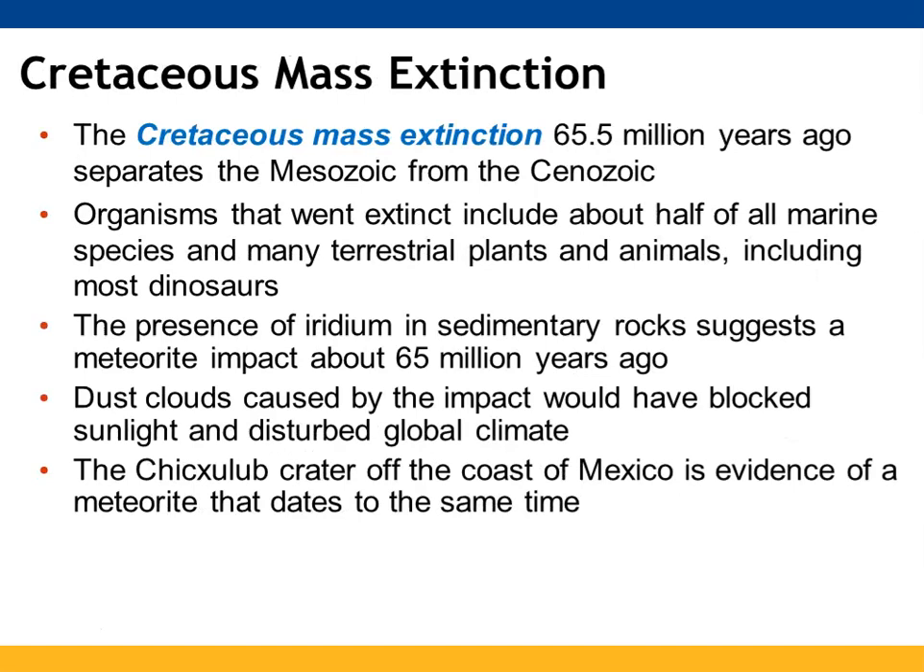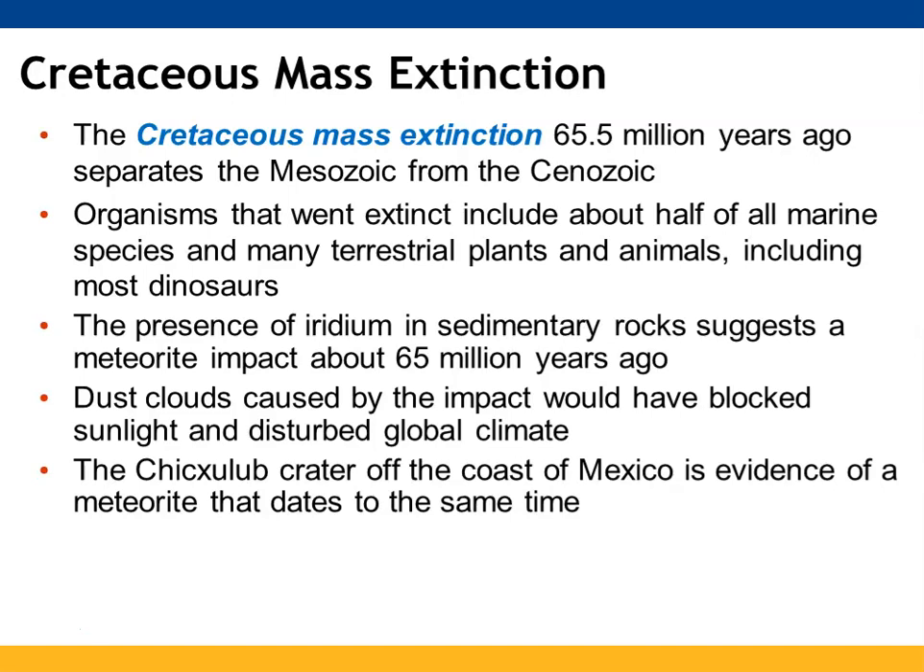Cretaceous mass extinction was 65.5 million years ago, and it separated Mesozoic from Cenozoic. Several of the organisms that went extinct include marine species, about half of all marine species that existed at the time, and many terrestrial plants and animals, and this would be when the dinosaurs went extinct.